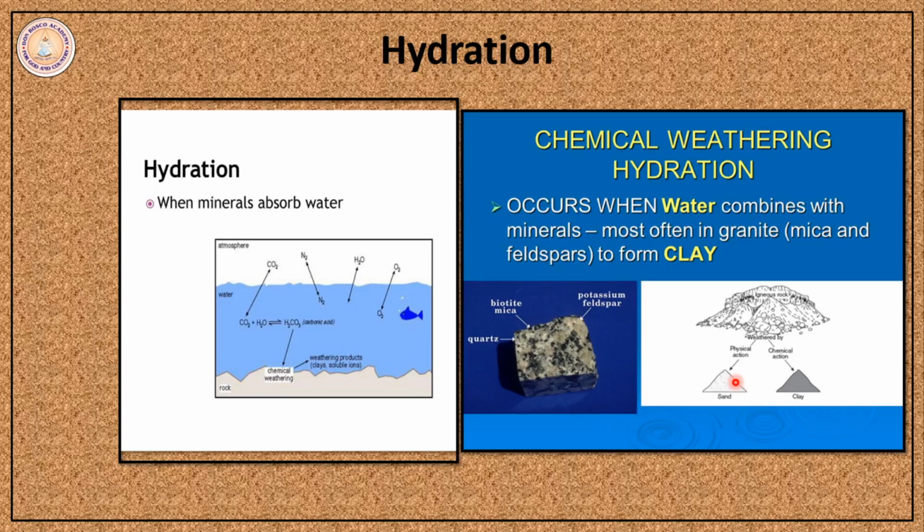So you can see over here how this rock, which mainly consists of feldspar and mica, has combined with water and has thus become swollen. They have swelled up and ultimately they break into sand and clay.